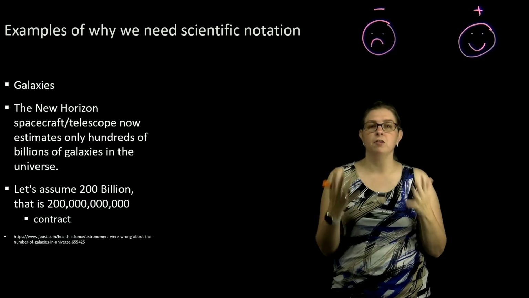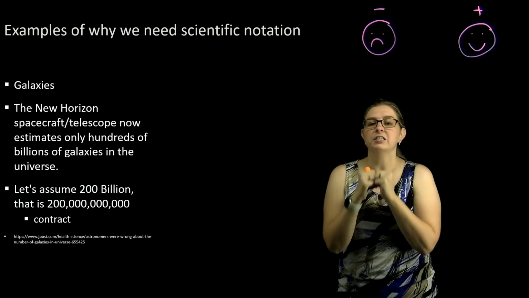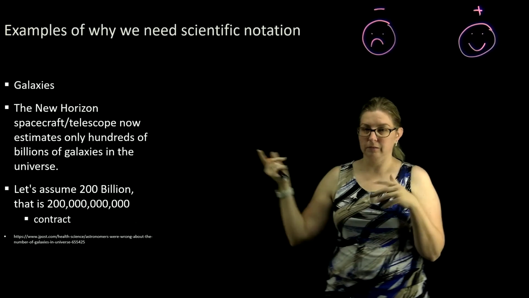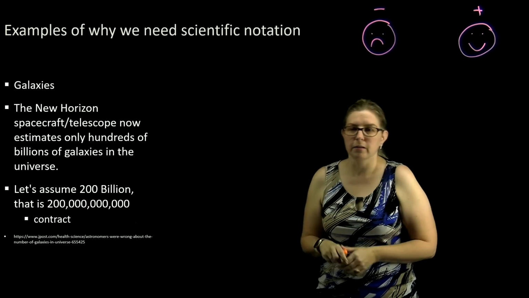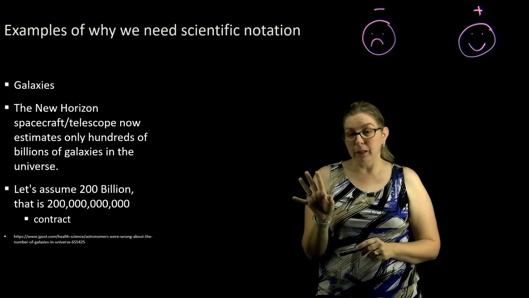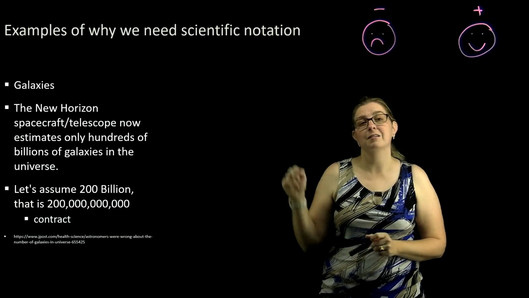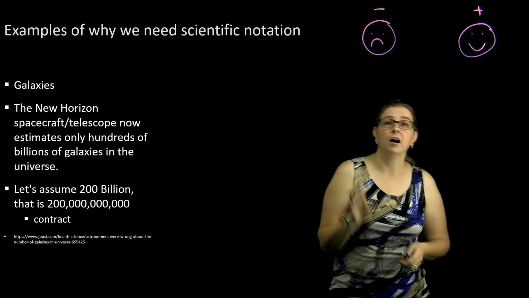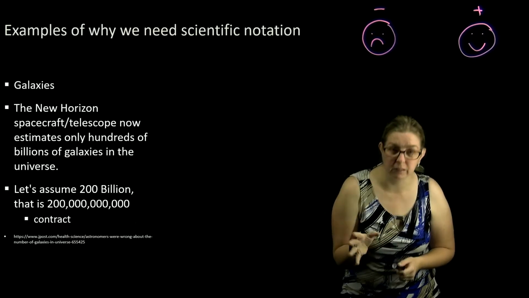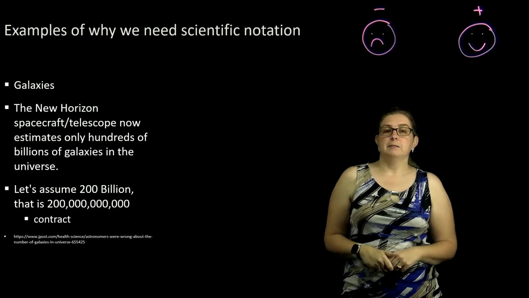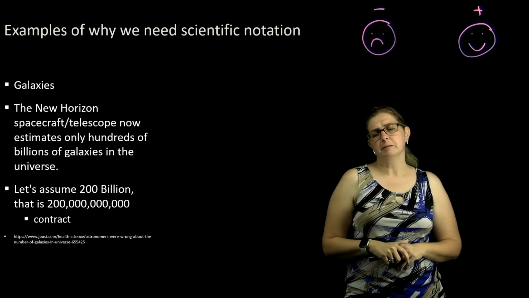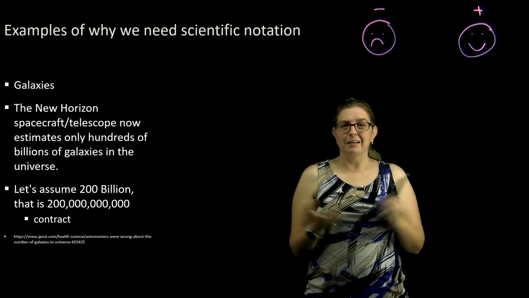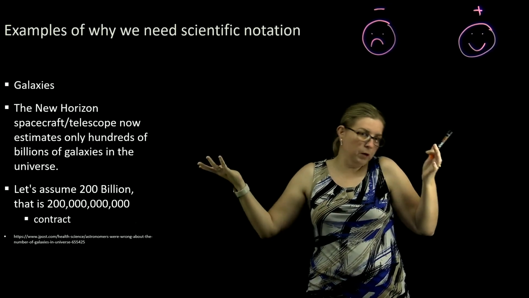Again, this is why I love astronomy, because it changes constantly. According to the new telescope, the New Horizon telescope, there are only, and I say only because this has actually gone down in number, there are only hundreds of billions of galaxies. Only hundreds of billions. Yeah, just a small number. So, because I can't write hundreds of billions, let's just go with 200 billion.